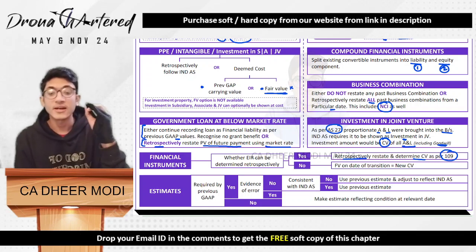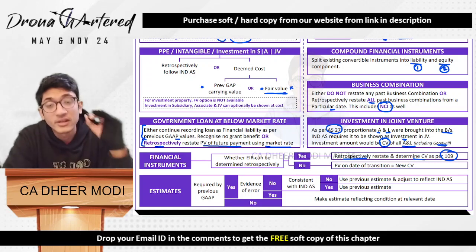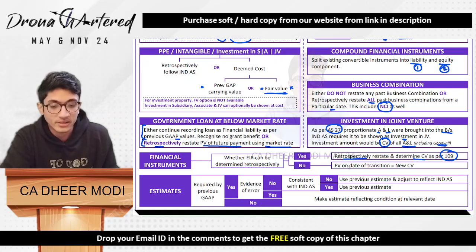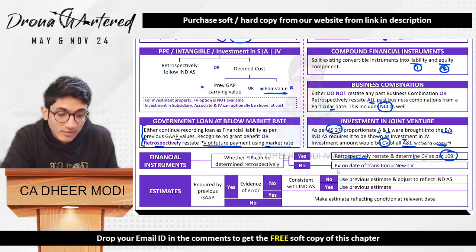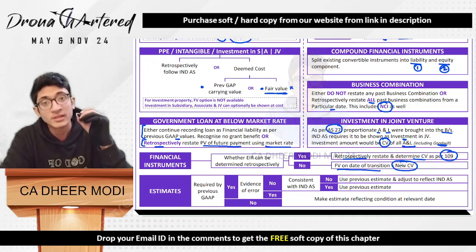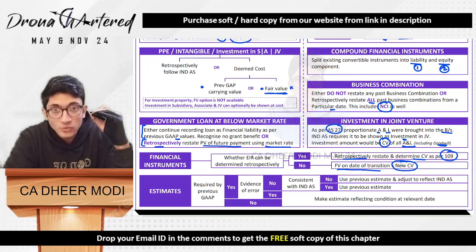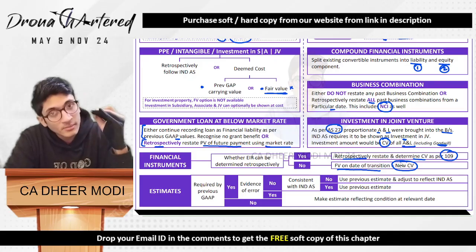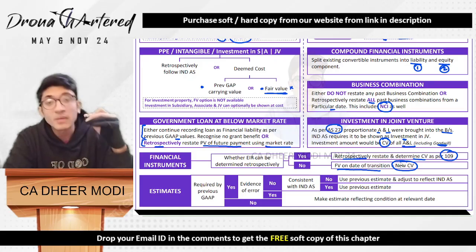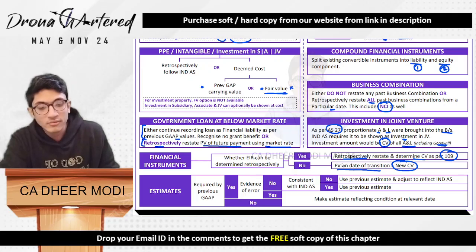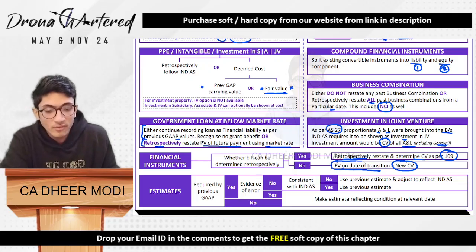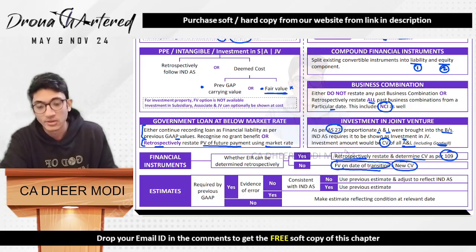However, if EIR cannot be determined retrospectively, in such a case, the fair value on the date of transition will be your new carrying value. So basically, you have to identify what will be my new carrying value. So either you retrospectively restate everything and determine carrying value, or you determine carrying value as on today, that is, fair value on the date of transition will be your carrying value.